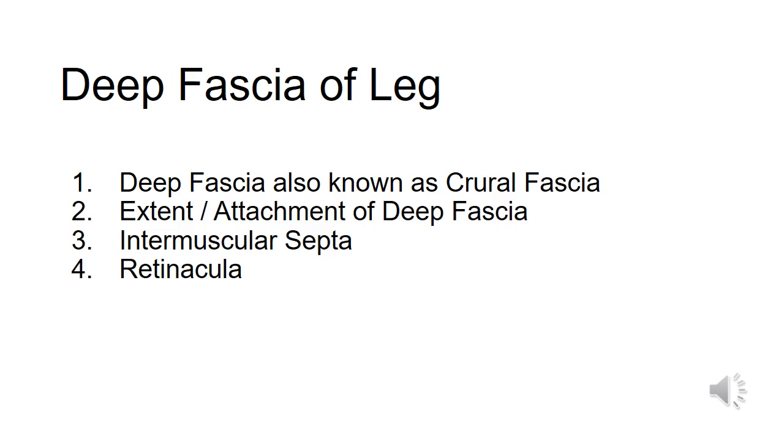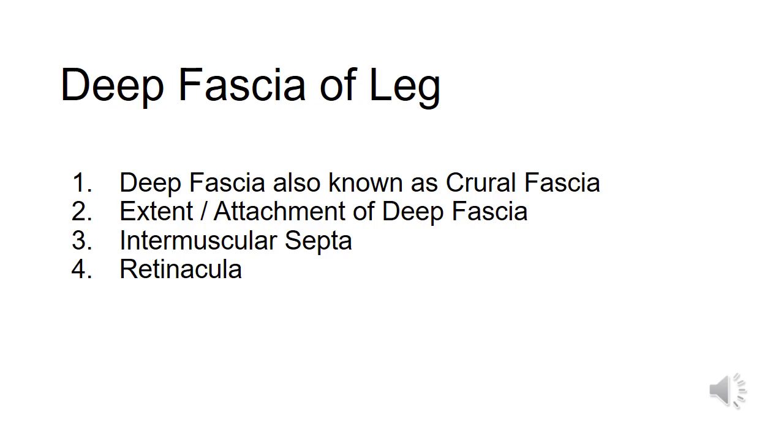Around the ankle, this deep fascia is thickened to form two bands which are known as retinacula. They are named so because they retain the tendons in place on the front of ankle. On the front of ankle, these retinacula are superior and inferior extensor retinacula. Laterally, there are superior and inferior peroneal retinacula, and posteromedially, there is flexor retinaculum. We'll talk about these retinacula in detail later on.